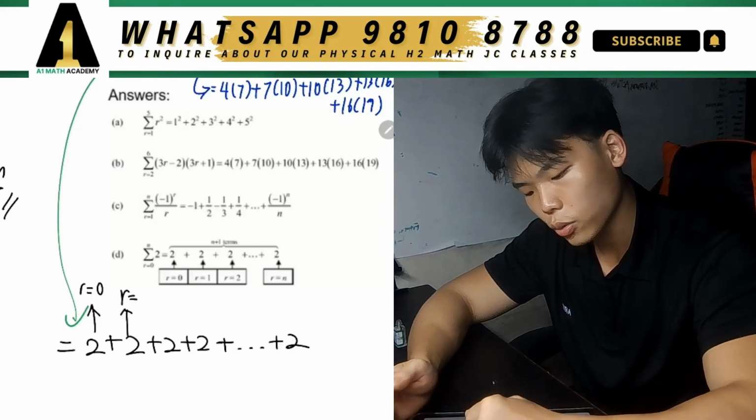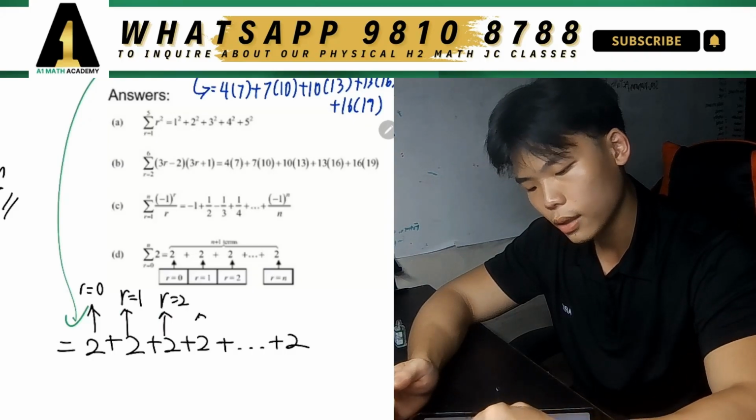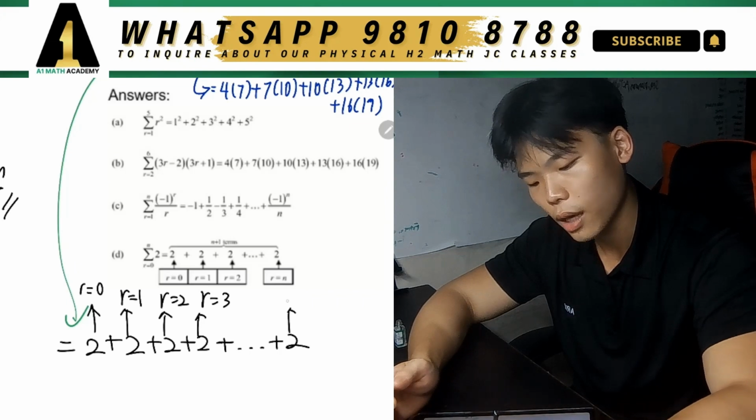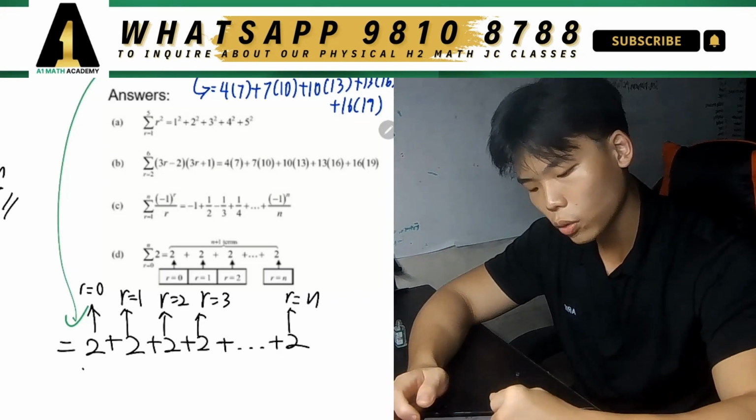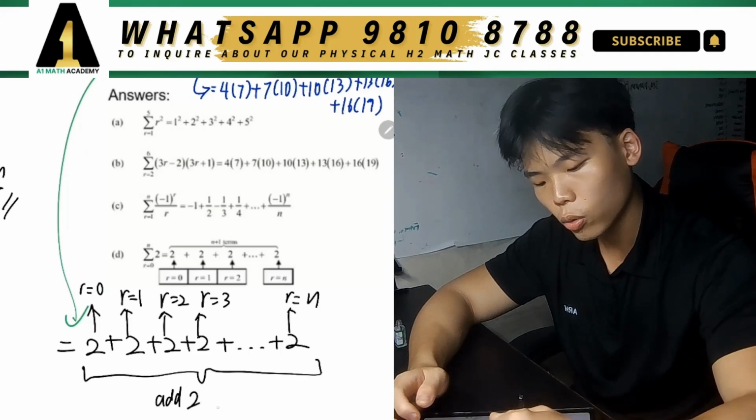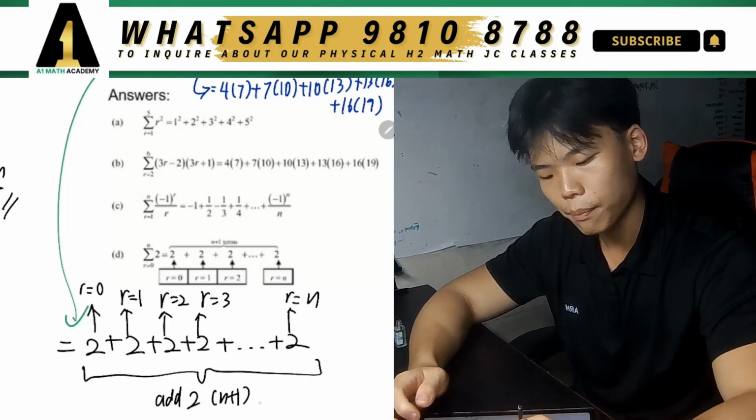This one is when r equals to 0. This one is when r equals to 1. This is when r equals to 2. This is when r equals to 3. And then this is when r equals to n. So in total, we actually add 2, right? n plus 1 number of times.